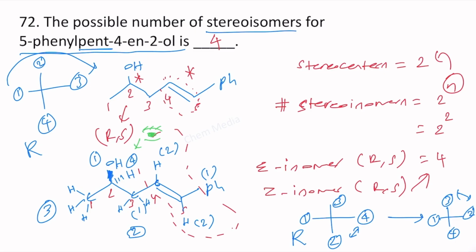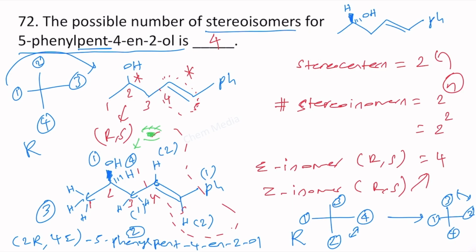Therefore, the correct IUPAC name is 2R, 4E, 5-phenylpent-4-en-2-ol. Instead of the alcohol functional group towards us, if hydrogen is towards us, then this will become 2S, 4E, 5-phenylpent-4-en-2-ol. Likewise, we can draw 2R,4Z and 2S,4Z. In that case, what we need to do is put both the hydrogen atoms on the same side.